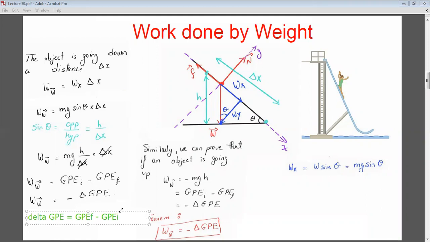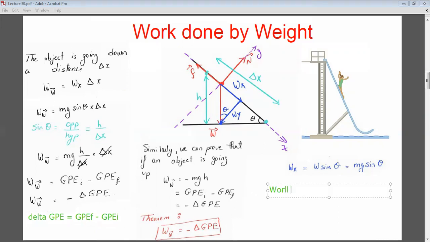Now, similarly, if an object is going upward, in the same fashion, we can also show that the work done by weight is minus delta GPE. So always now, here is the theorem. You are not responsible for the derivation of this. But if there is something not clear, you can send me an email and I can explain it again. But from all this, I want you to remember that the work done by weight is minus delta gravitational potential energy.